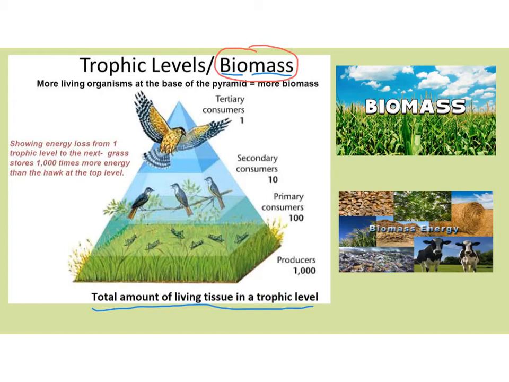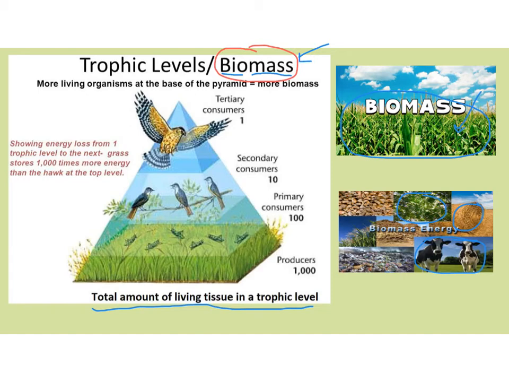That makes up biomass. So you can see here, there's all this corn. If you put it on a giant scale and weighed it, you found out how much mass it is. That would be the biomass in that cornfield. And same thing here. Plants, animals, the total amount of living tissue in a trophic level or in an ecosystem, that's what makes up biomass.